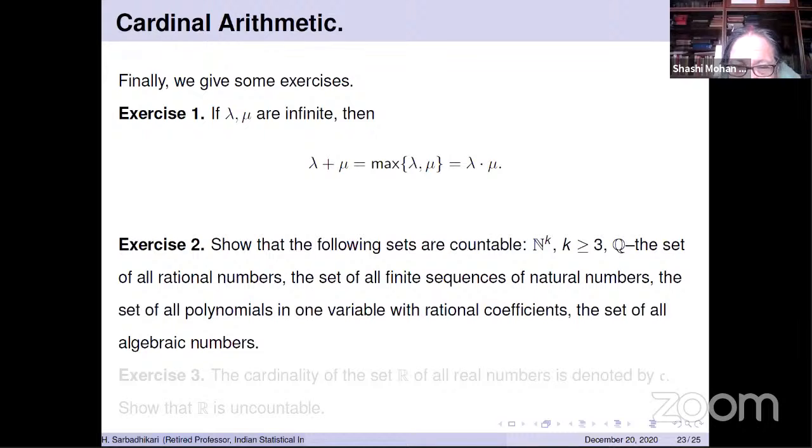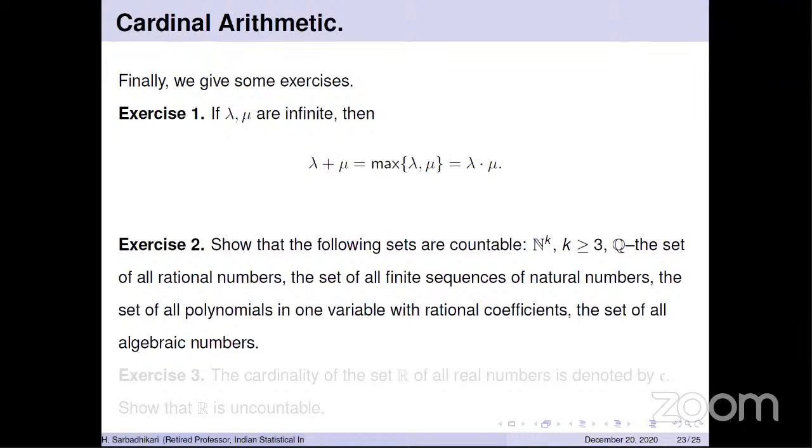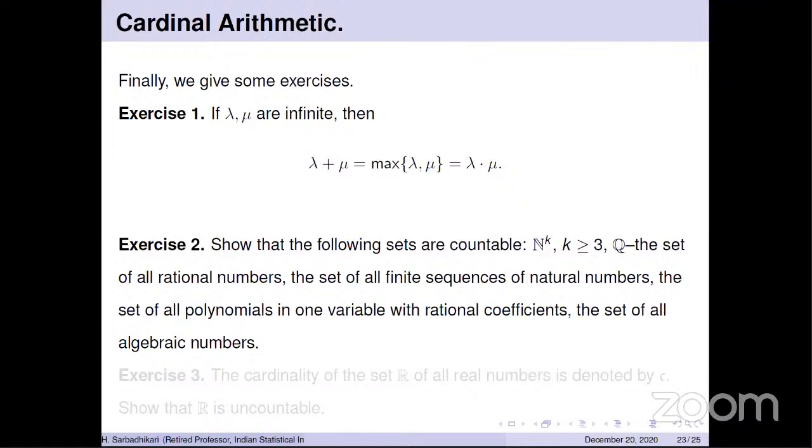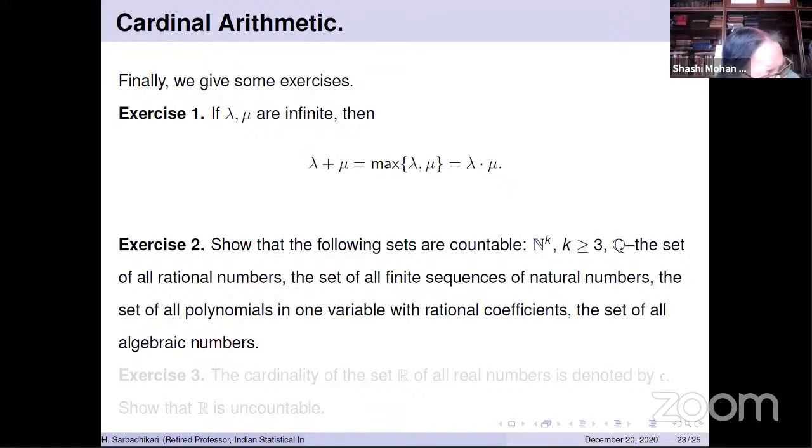Is that countable, by the way? What do you think? Yes, countable. You can write this as a union, right? Union i equals 1 to infinity of N to the power i. Each of the sets is countable, so the whole set is. That's fine.